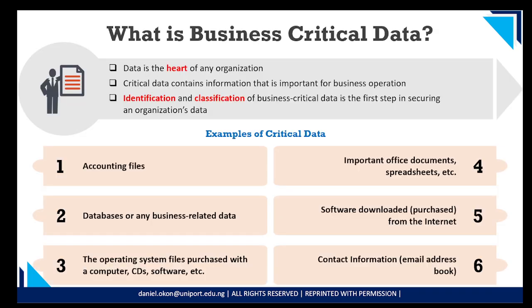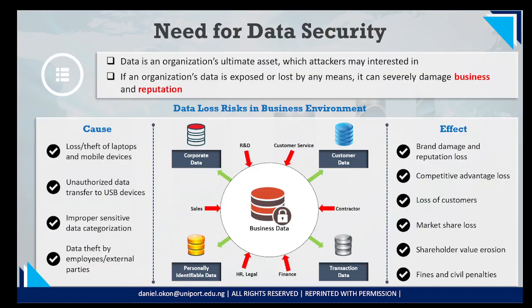So what is business critical data? Data, like we have already said, is the heart of any organization. Critical data contains information that is important for business operation. Examples: accounting files, databases, operating systems, important office documents, software, and contact information.